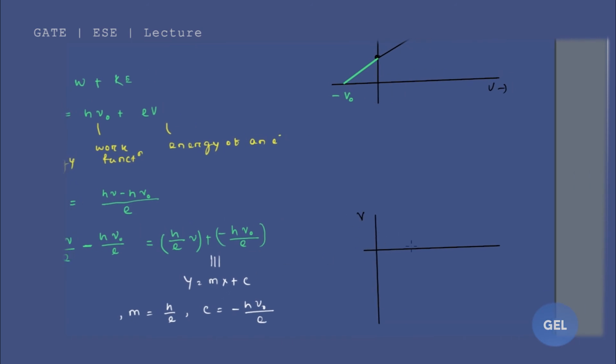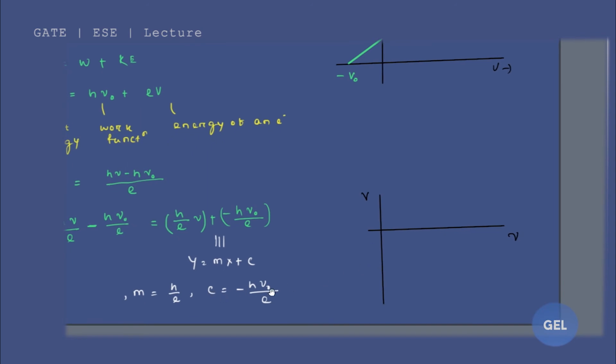Now I'm going to draw a graph. Look here, this is very important, my dear friend. Graph between voltage and frequency. Now the point at which the graph is going to intersect my voltage axis will be nothing but the c in y equals to mx plus c.